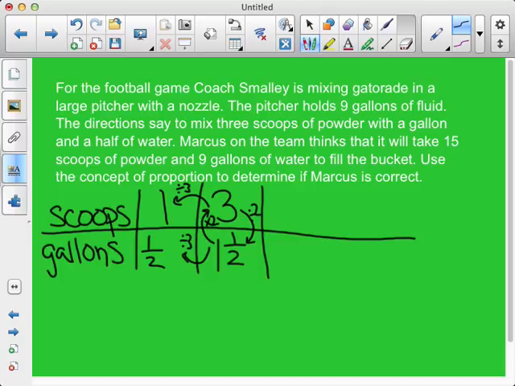We want to know if the student is correct. He said 15 scoops. So let's take 15 scoops and figure out how many gallons that would make. Well, I know that if I want to go from here to here, I can divide by 2 because all of these relationships are proportional. So 15 divided by 2 would be 7 and 1/2 because 7 plus 7 is 14, and then to make that 1 we need that extra half. So 7 1/2 plus 7 1/2 gives me 15. So 15 divided by 2 is 7 1/2. So the student is not correct. Marcus.